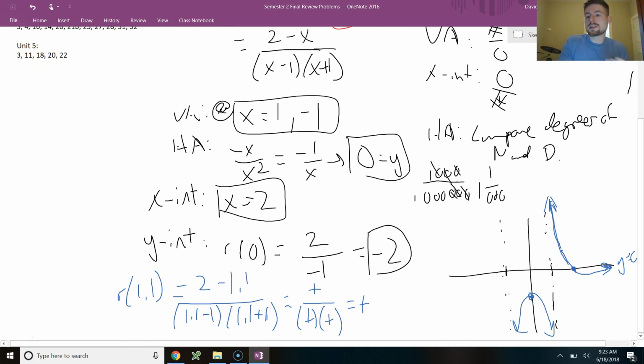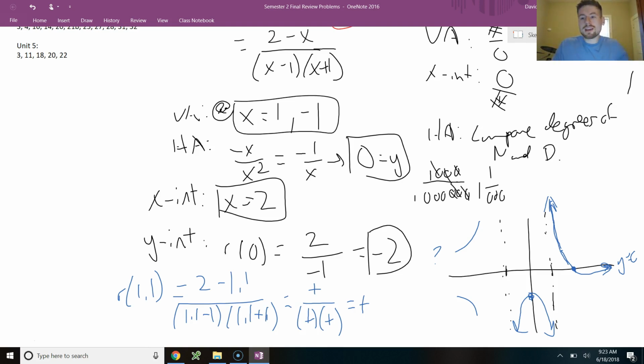Then lastly, what happens on the other side, this section over here? Well, we could do sign analysis again. We know we're either going to be up here or down here, based off the fact that it can't cross the x-axis again. We only have one x-intercept. So we have to look and say, are we above or are we below?